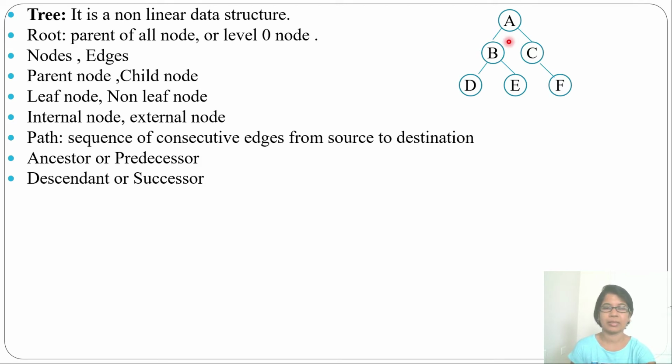Next is descendant or successor. For A, B is a descendant, or you can say successor. For A: B, D, E; for B: D, E; for C: F. Descendant means you can say child or grandchild. They are called descendants, child or grandchild, or you can say successors.